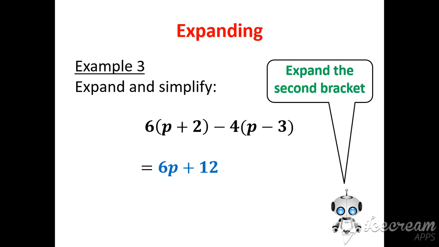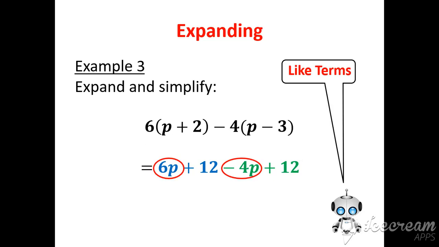Now, when we go to expand the second bracket, here's what we've got to be careful of. We've got a negative 4 out the front. I know it's a subtract 4, but we're going to treat it like a negative 4. Negative 4 times the p makes negative 4p. When we do the second rainbow, we've got to be careful. Negative 4 is out the front. Negative 4 times by negative 3 is in the bracket. Negative 4 times negative 3 makes plus 12, because a negative times a negative makes a plus.